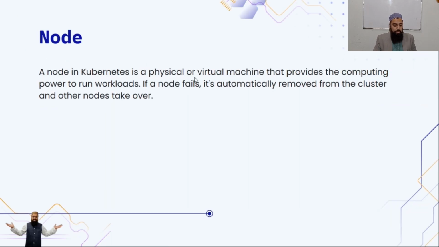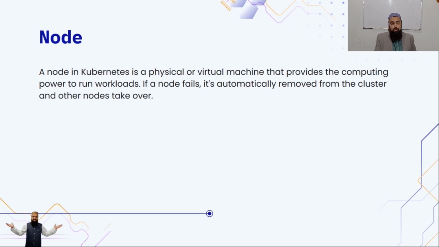And number 2, node. A node in Kubernetes is a physical or virtual machine that provides the computing power to run workloads. A node is a virtual machine, a physical server with Linux running on it. If a node fails, it's automatically removed from the cluster and other nodes take over. That is when we have multiple master nodes and multiple worker nodes.